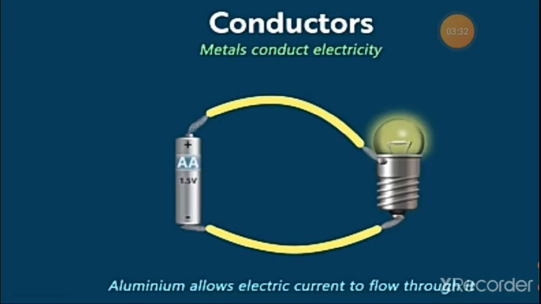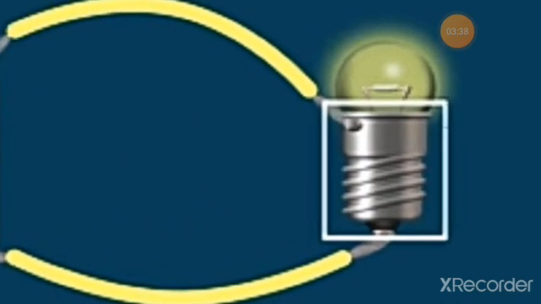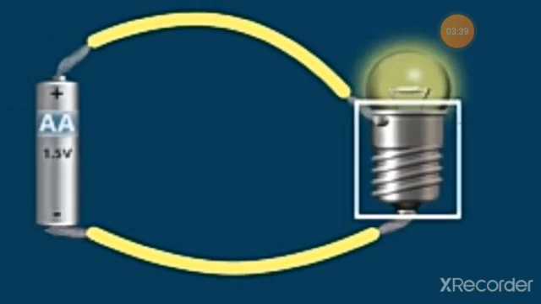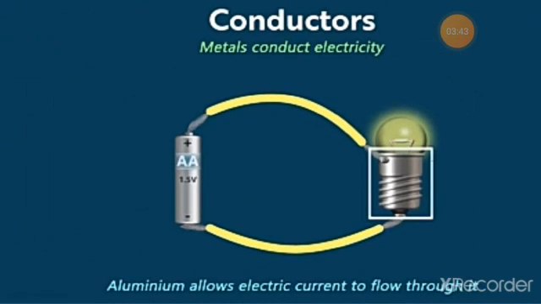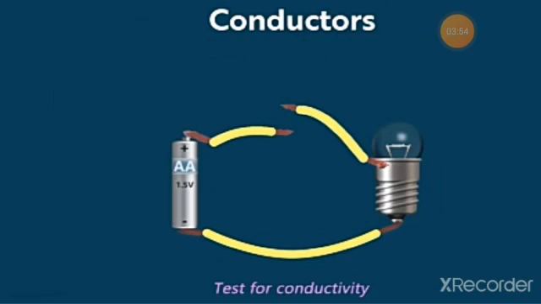In fact, this area of the bulb, which is highlighted on the screen, is itself made up of metal. Hence, if we connect the wire anywhere in this region, the bulb will still glow. It transfers the electricity to the terminal of the bulb and inside. We can actually test any object for conductivity. Break the circuit from anywhere by cutting the copper wire.